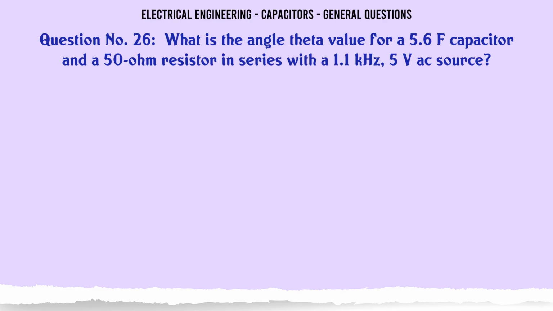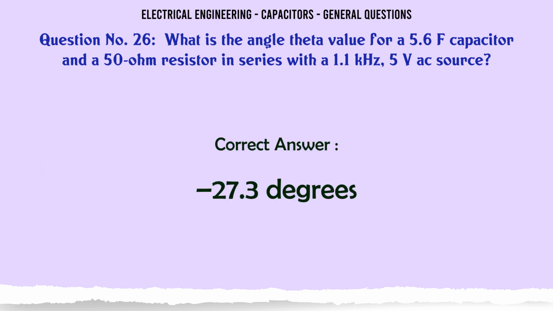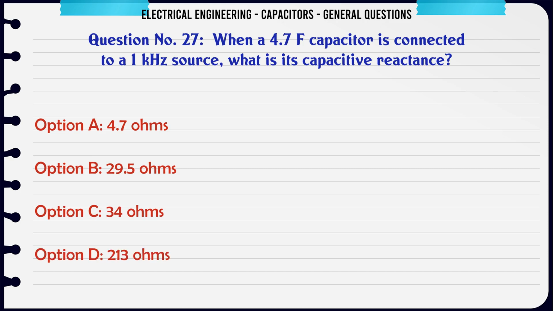What is the angle theta value for a 5.6 F capacitor and a 50 ohm resistor in series with a 1.1 kHz 5V AC source? A 27.3 degrees, B 62.7 degrees, C 27.3 degrees, D 62.7 degrees. The correct answer is 27.3 degrees.